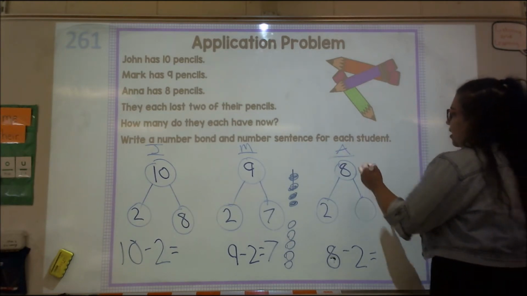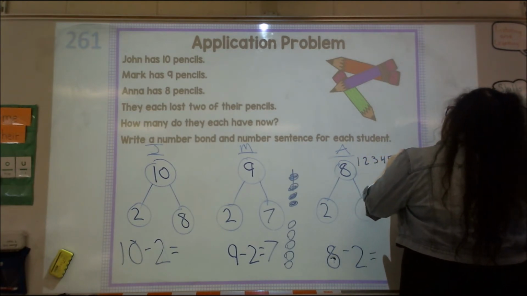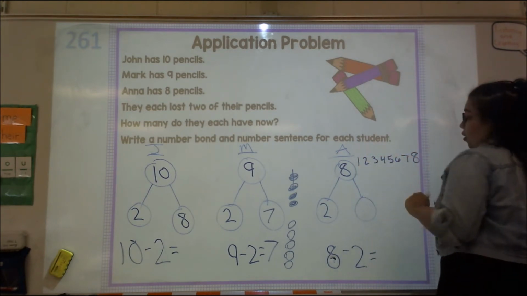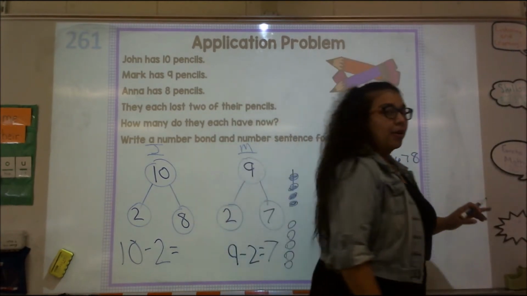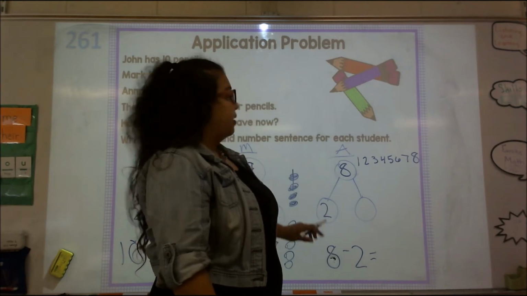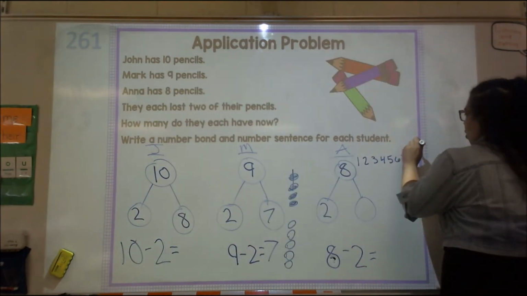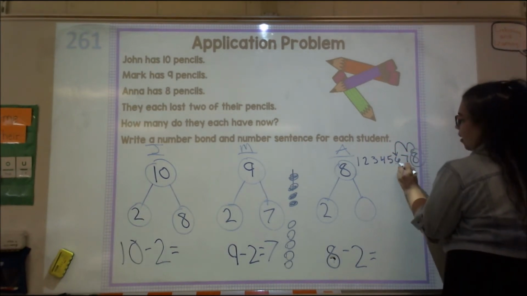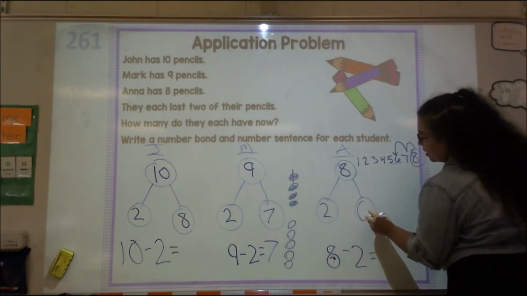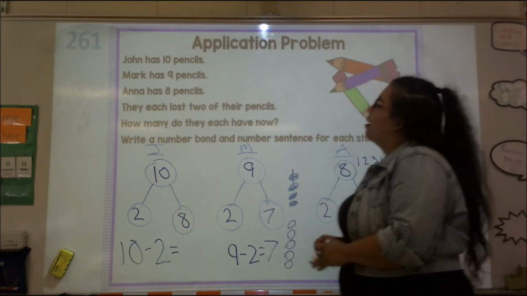So let's draw a little tiny number path. Right, number path. I'm going to stop at 8 because that's my whole. We're going to count back. So we're going to hop. Oh, wait, sorry. We're going to hop back. How many hops? 2 hops. So from our whole, we're going to take 1, 2 hops. What's our missing part? 6. Good. 8 minus 2 is equal to 6. So we now know that.